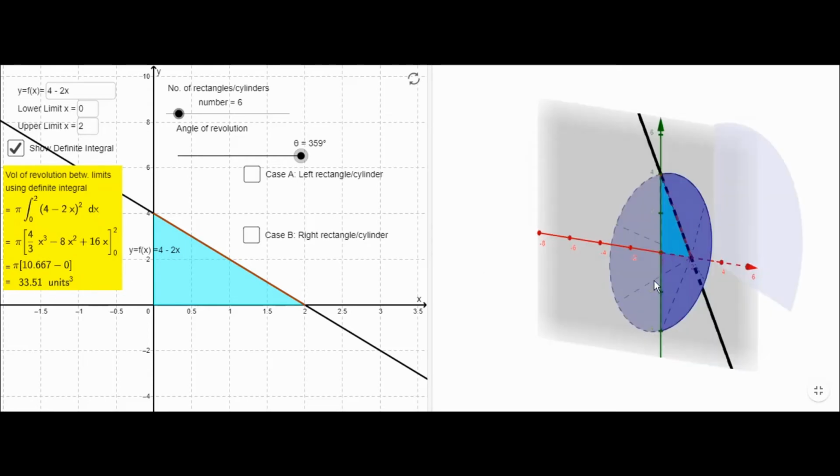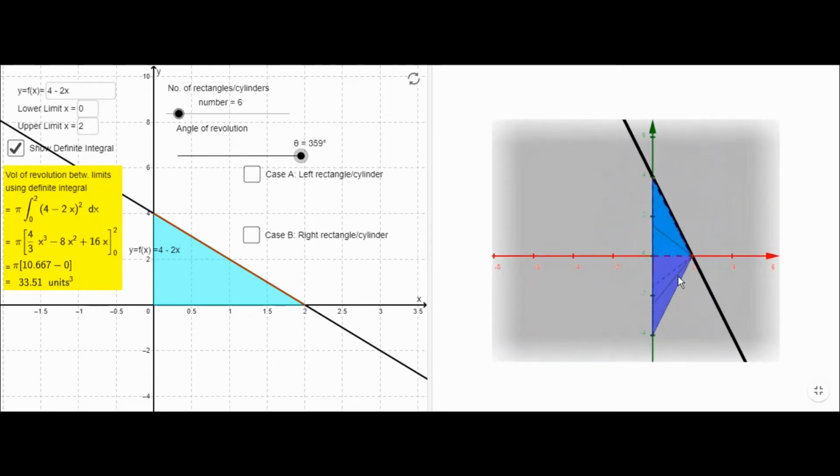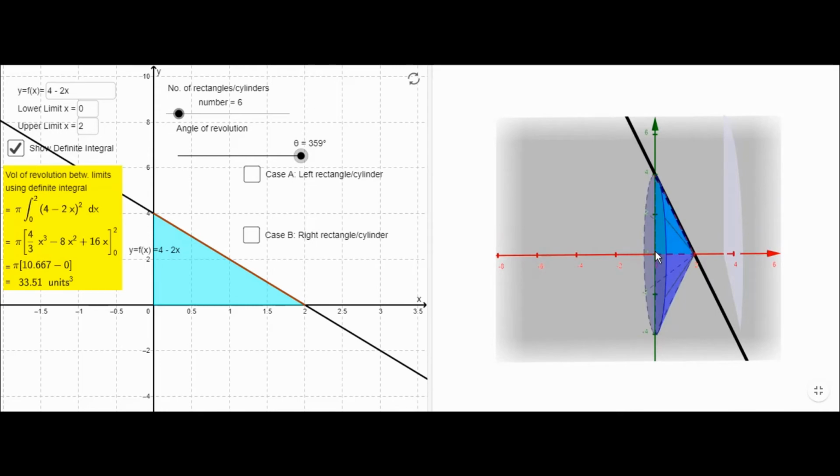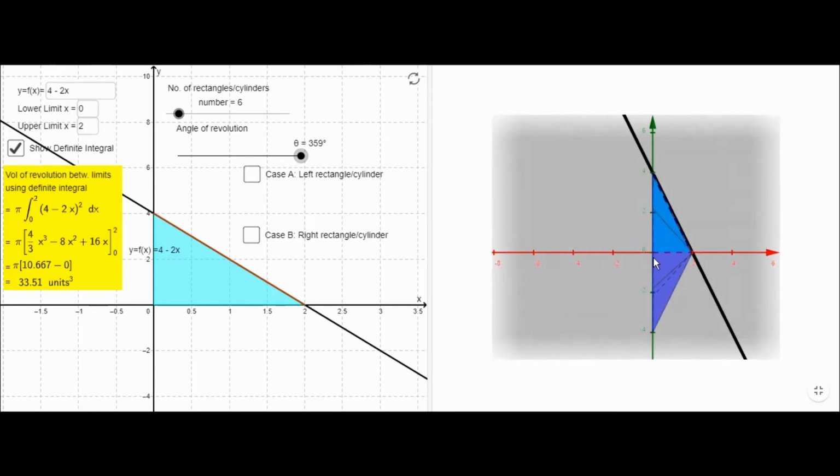Because this is a cone, we can also use the formula of a cone, 1 over 3 pi r squared h. r is the radius, so the radius is this one. Radius equals 4. h is the height, so this is the height. Height equals 2.